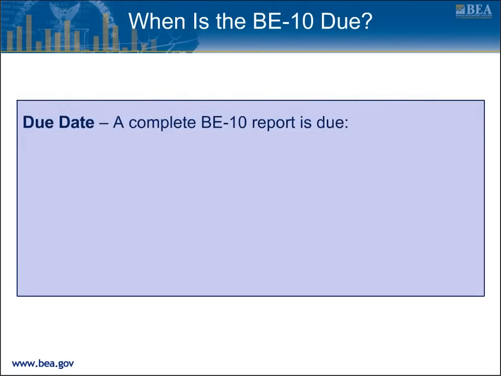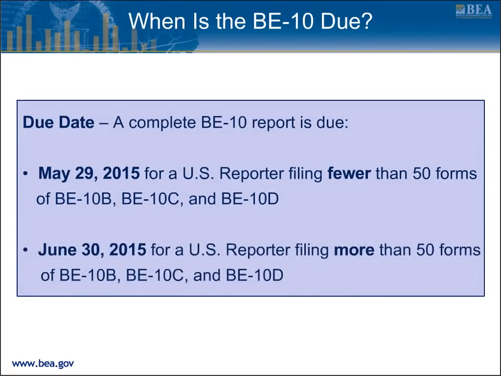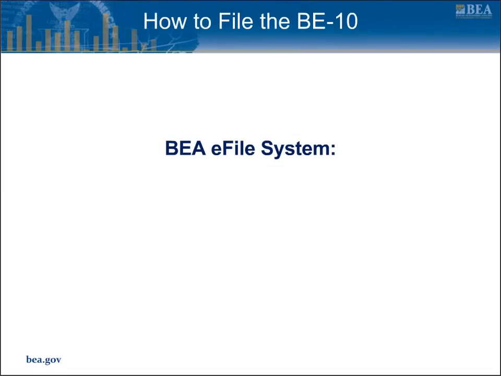The due date of the BE-10 depends on the number of BE-10 B, C, and D forms the U.S. reporter is required to file. A U.S. reporter filing fewer than 50 forms has a May 29th due date. A U.S. reporter filing more than 50 forms has a June 30th due date. The BE-10 forms can be filed using our electronic filing system, e-file, at www.bea.gov/e-file.